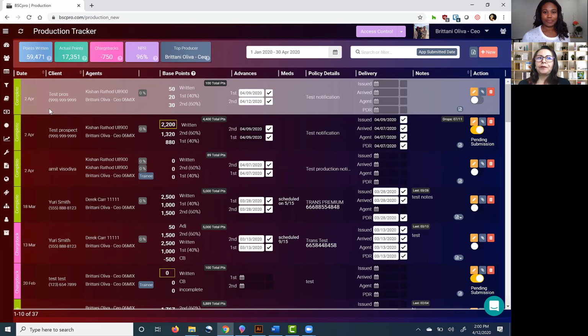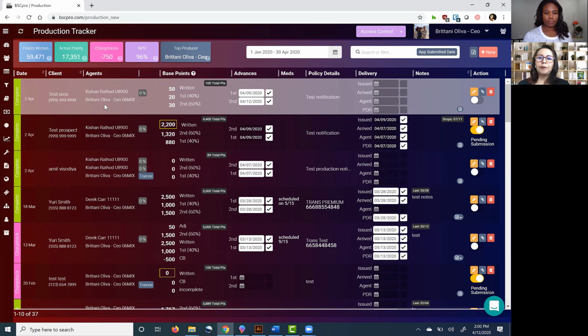Okay. Once everything's keyed in, whether it's through the app or online by whomever is keying that in, usually the writing agent, you'll be able to see the client name and phone number in case you need to call, because this is a working page. And then it breaks down agents: the writing agent, and then the split agent.